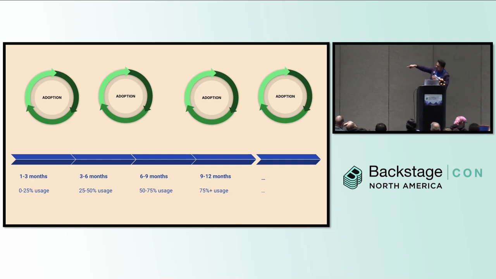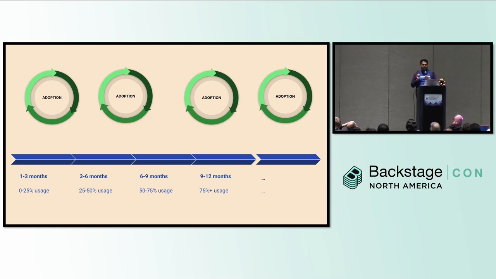So at the bottom, what you're seeing is something that we follow at HRIS. It's pretty industry standard, and you can copy this for your own IDP rollout. So you should aim for about 25% users in your first 3 months. The next 3 to 6 months should be about 25 to 50% users. 6 to 9, 75%, and after 9 months, you should have 75% utilization.